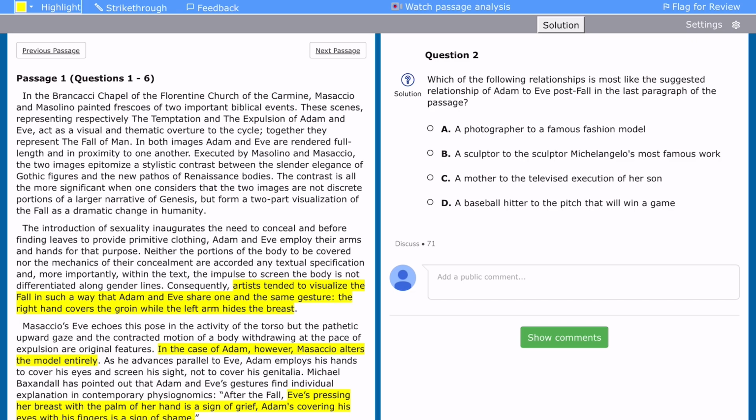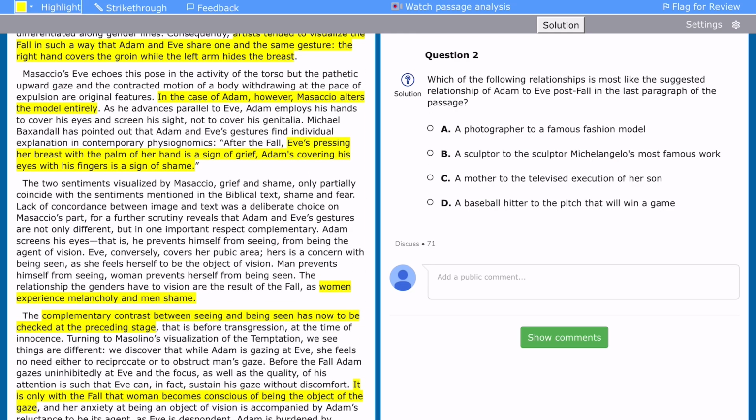Question 2 is asking us, which of the following relationships is most like the suggested relationship of Adam to Eve post-fall in the last paragraph of the passage? So let's go to the last paragraph and look at it this way.